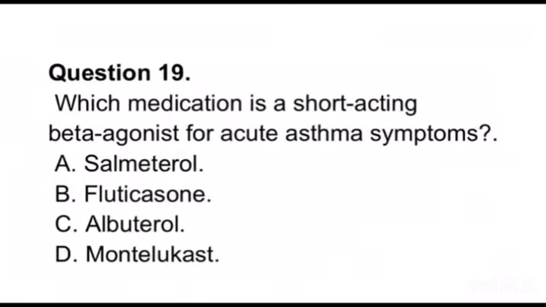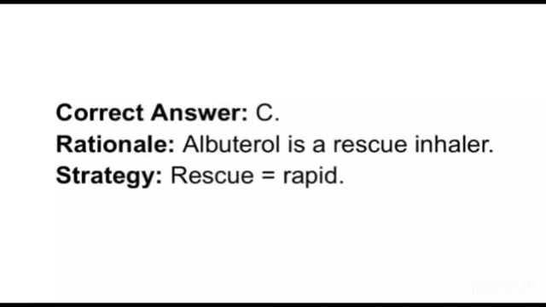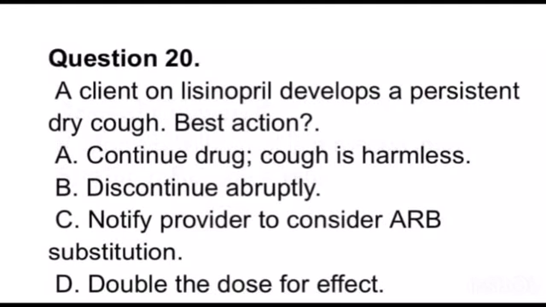Question 19. Which medication is a short-acting beta agonist for acute asthma symptoms? A. Salmeterol. B. Fluticasone. C. Albuterol. D. Montelukast. The correct answer is C. Albuterol is a rescue inhaler. Strategy: rescue equals rapid.